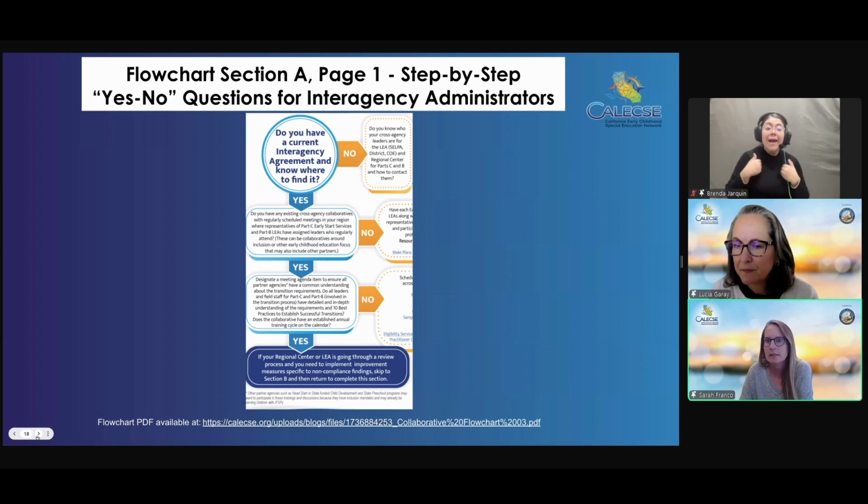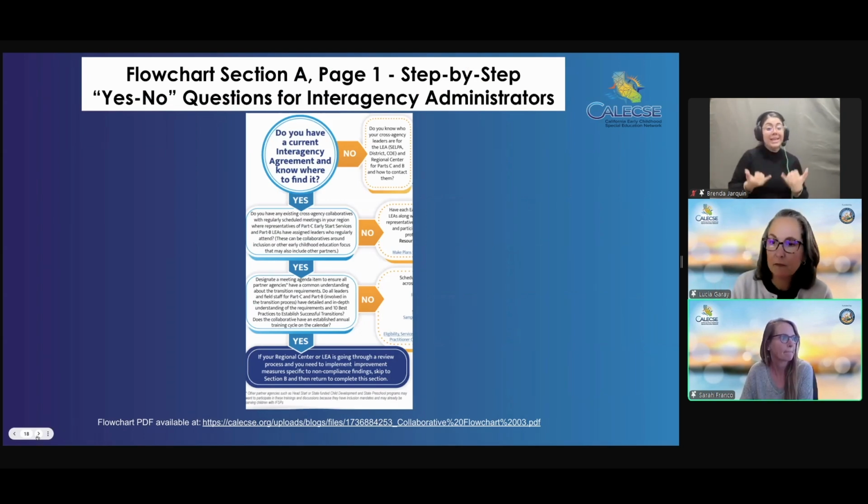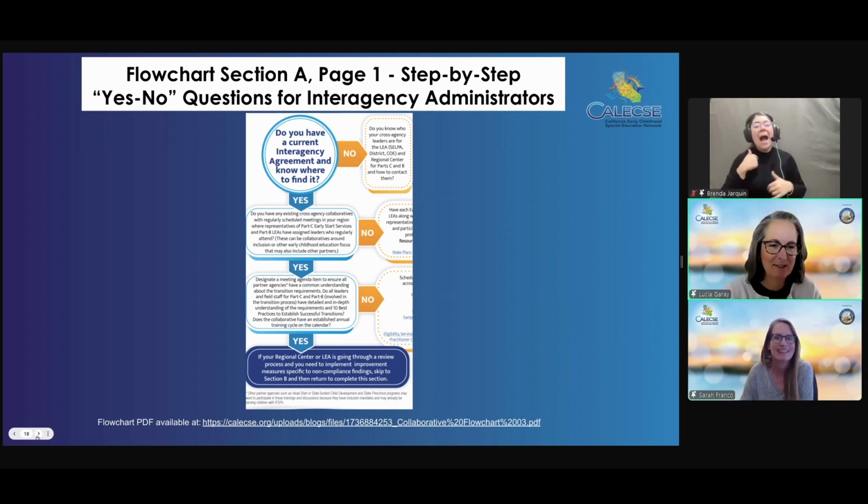And I'm going to turn it over to Heather, I believe is next. Actually, I'm presenting next again, and then I'll hand it back to Heather.